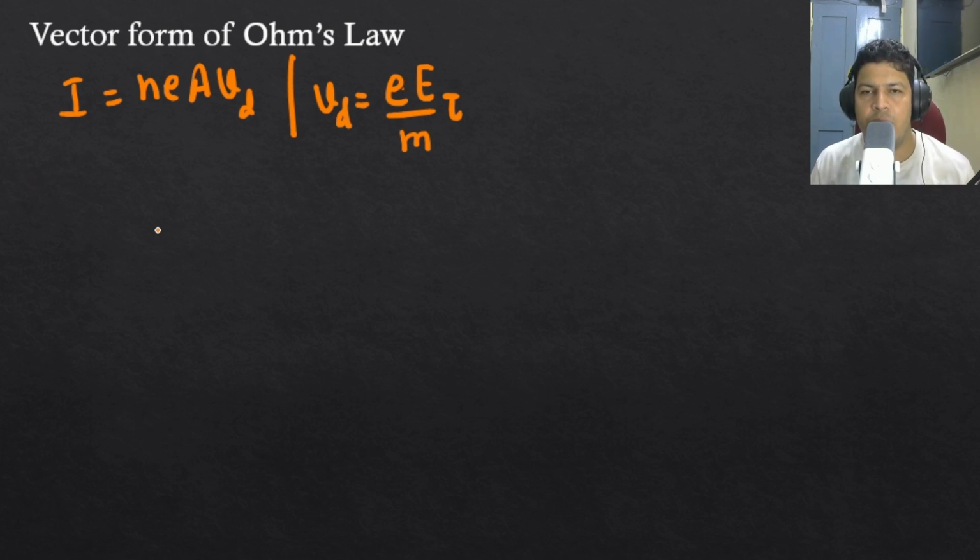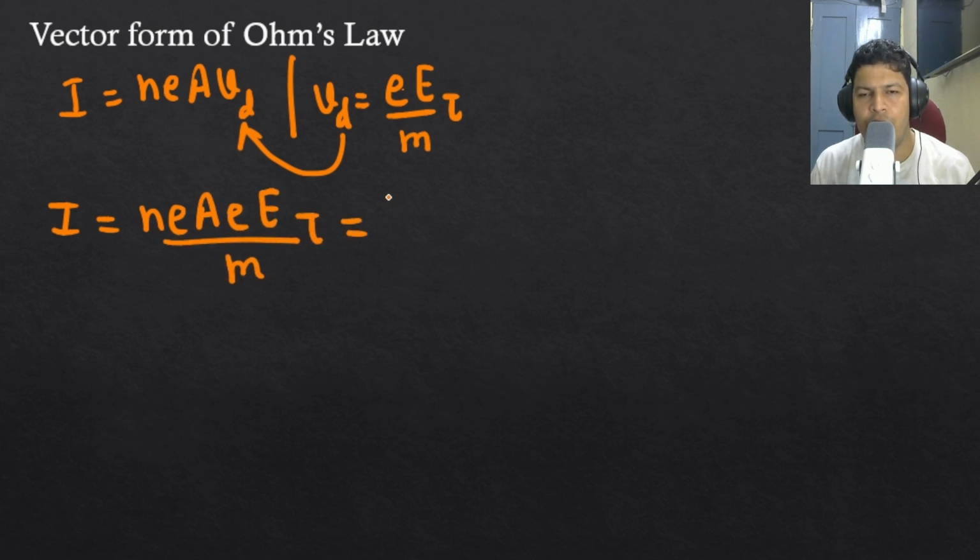Okay, so let's start with this again. Actually we have to reach that form only. But this time I will keep this electric field as it is. Voltage is actually a scalar quantity, so we need a vector quantity, and we'll keep the vector quantity as it is. So let's put the value of v_d here and get the relation I equals n e A times eE over m times tau. The final equation will be n e squared A over m into E and tau.